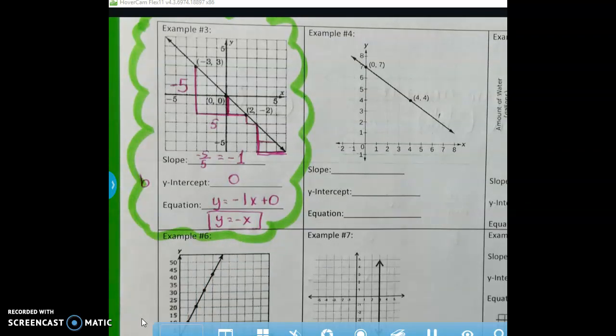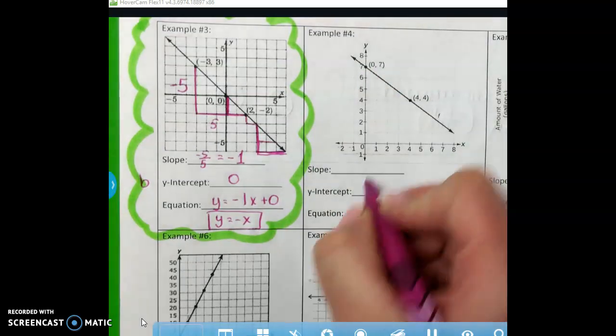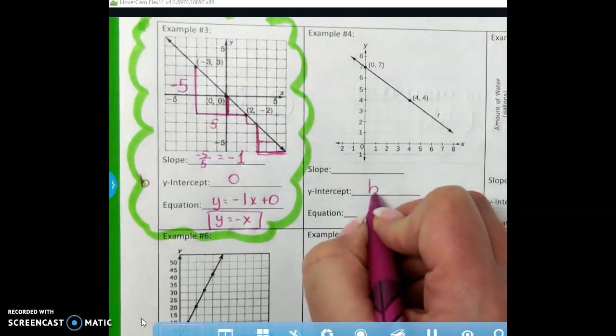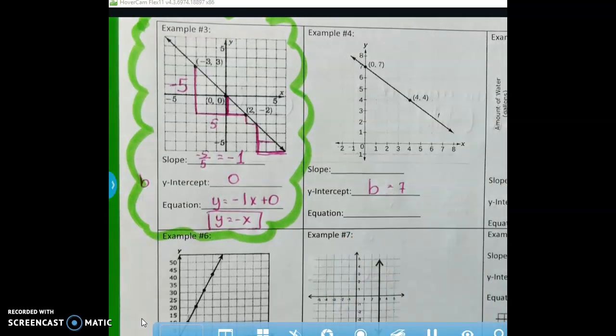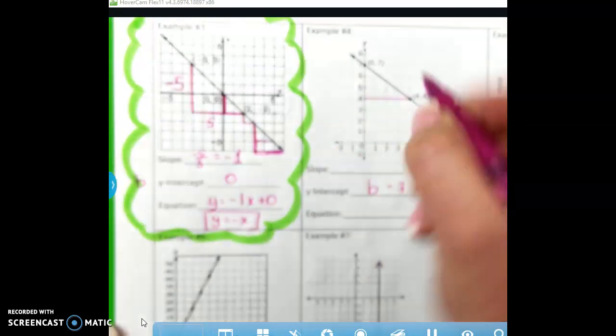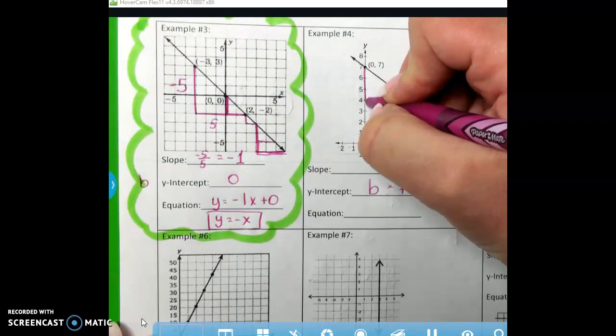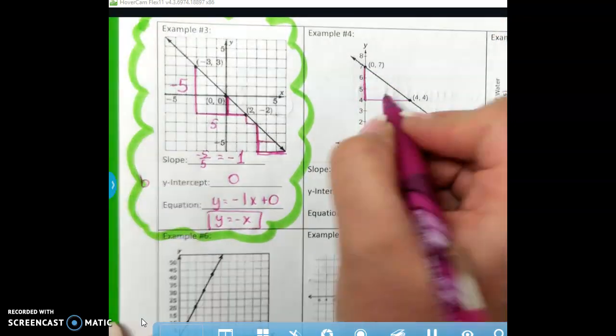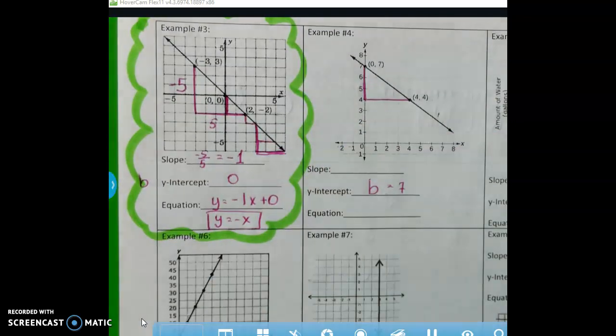All right, example number 4. We're going to begin with 7. Y-intercept equals 7. B equals 7. And I love when we have these little coordinate points for us. They're telling us exactly which points to use for our rise and run ratio.